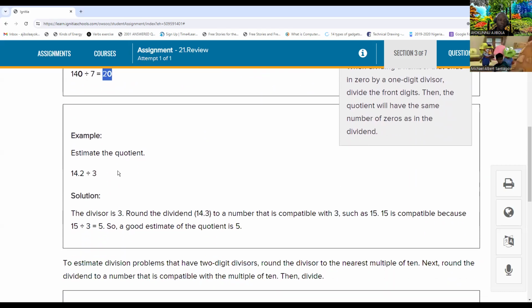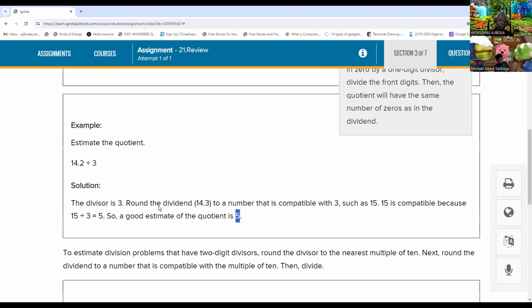Yes. Now, the next one, estimate the quotient. We want to find the estimate for the result. This is 14.2. 14 is not compatible with 3, but 15 is. Is that clear? Okay, yes. So the divisor is 3. We round the dividend, which is 14.3, to a number that is compatible with 3, which is 15, as 15 is compatible because 15 divided by 3 is 5. So a good estimate of the quotient is 5. Okay?